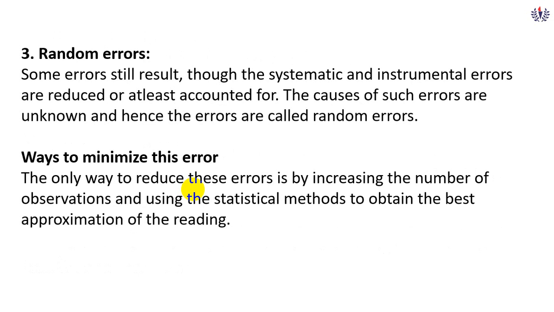And the next one is the random errors. Some random errors result through the systematic or instrumental errors, or are reduced or accounted to it. So this is quite irregular, or not in particular. Such errors are caused by unknown factors. So we should be careful in reducing these errors. The way to reduce the error is by increasing the number of observations. If you are getting 5 readings, you have to get 10 readings, and by using statistical methods to obtain the best approximation of the reading.